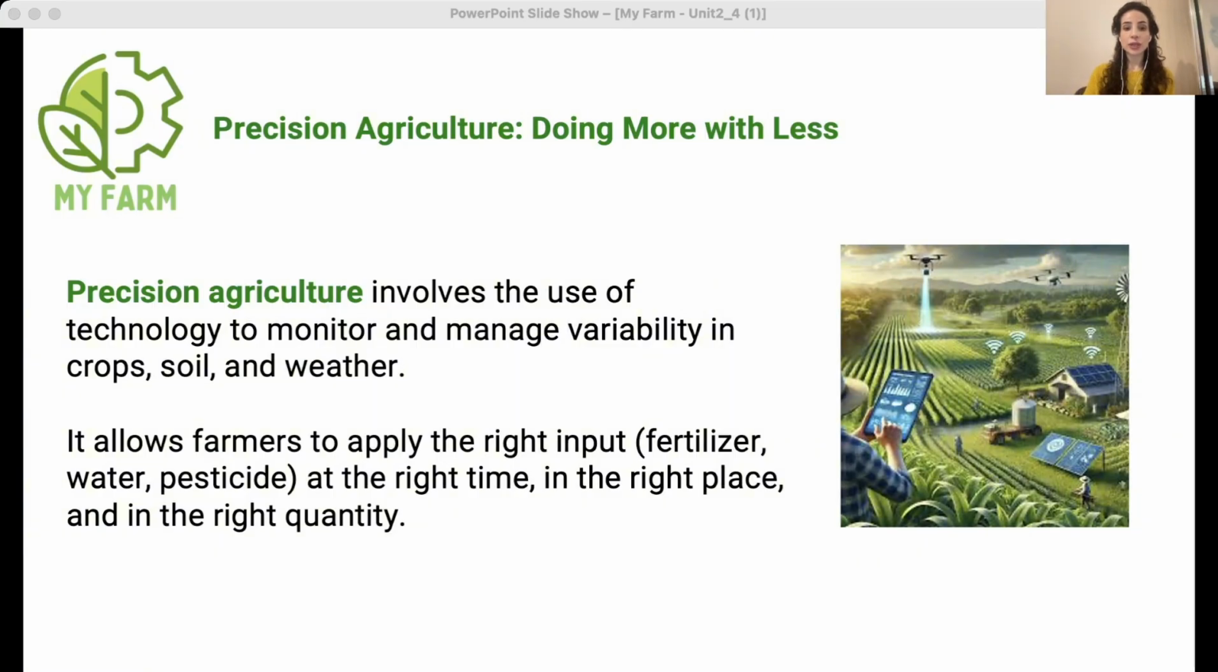Let's start with precision agriculture. Precision agriculture represents a major shift in how farms are managed. Instead of treating entire fields uniformly, precision agriculture focuses on managing variability in soil, crops, and weather conditions.